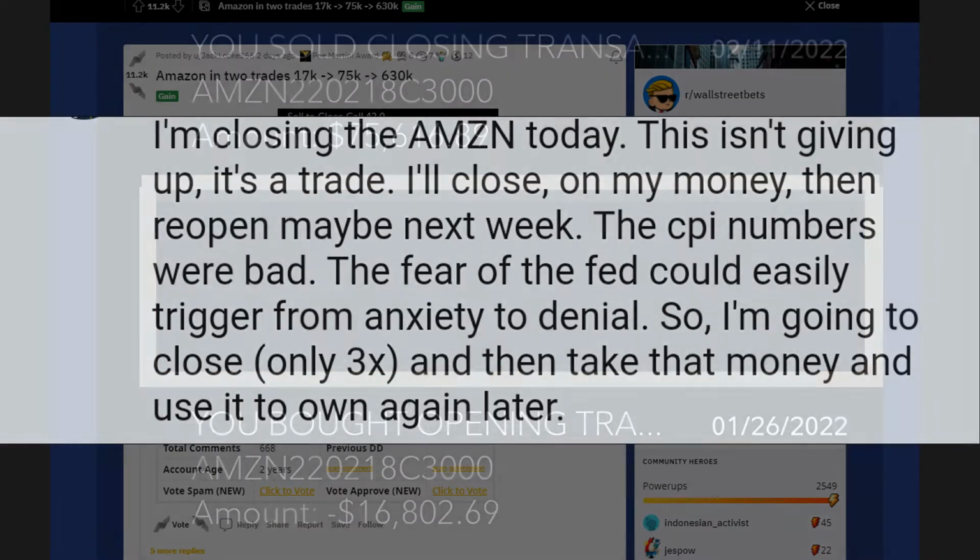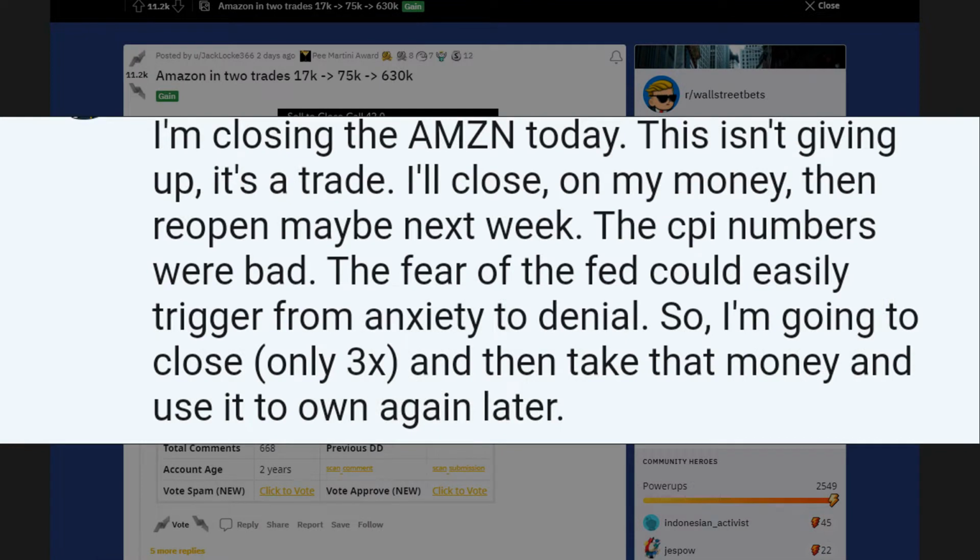Here's what he was thinking at the time. I'm closing the Amazon today. This isn't giving up, it's a trade. I'll close on my money, then reopen maybe next week. The CPI numbers were bad. The fear of the Fed could easily trigger from anxiety to denial. So I'm going to close only 3x and then take that money and use it to own again later.